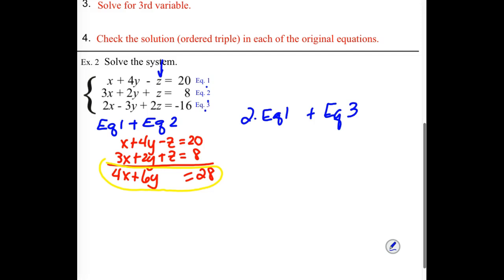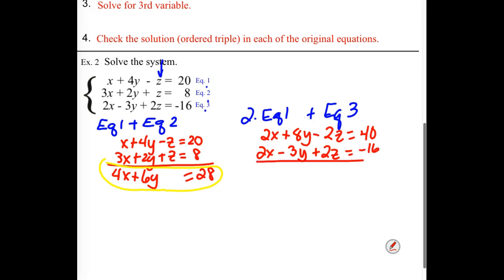So 2 times my first equation would get me 2x plus 8y minus 2z equals 40. I'm going to pair it with the third equation, 2x minus 3y plus 2z equals negative 16. And what do I end up with when I add those two together? 4x plus 5y equals 24.